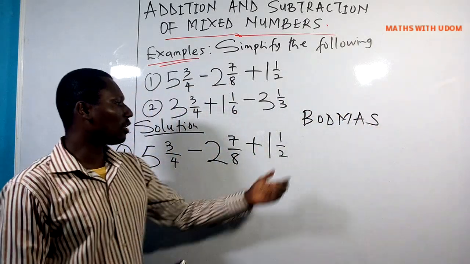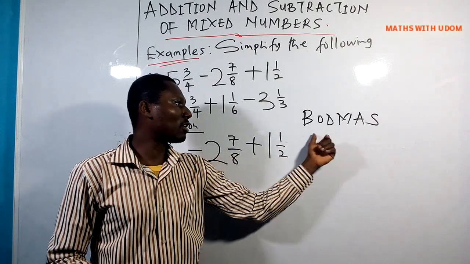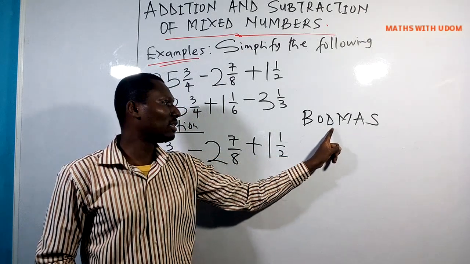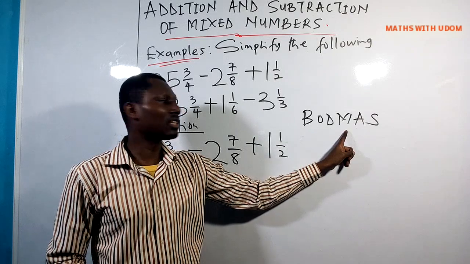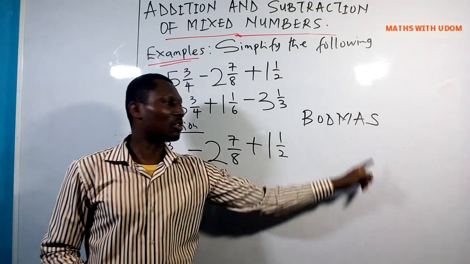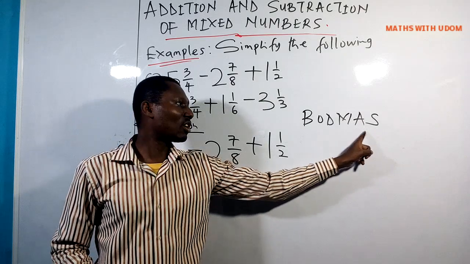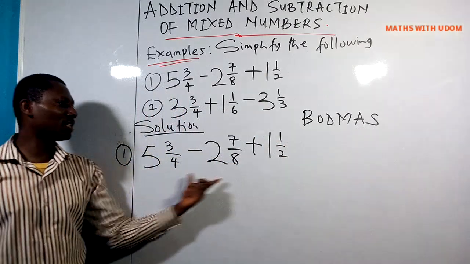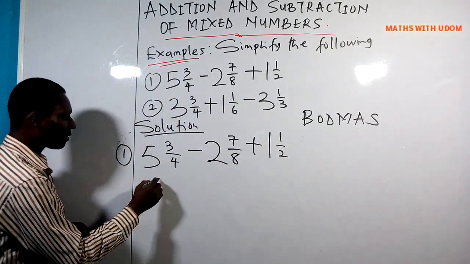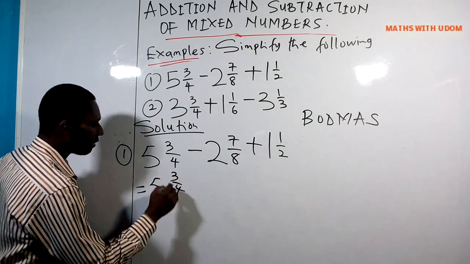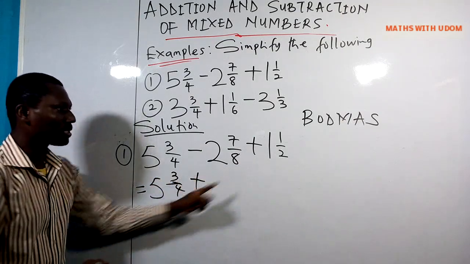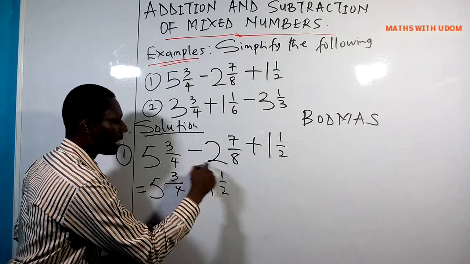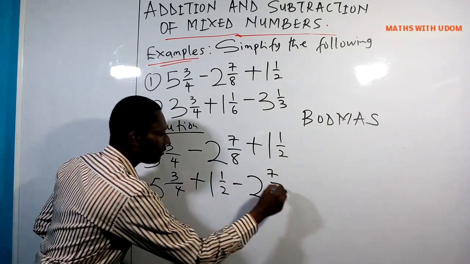If you check the rule of BODMAS, addition comes before subtraction. B is brackets, O means of, and of means multiplication. D means division, M is multiplication, A is addition, S is subtraction. From here, A comes before S. Addition comes before subtraction. So what do we do from here? We bring the two positive numbers together, and that will give us 5 whole number 3/4 plus 1/2, minus 2 whole number 7/8.